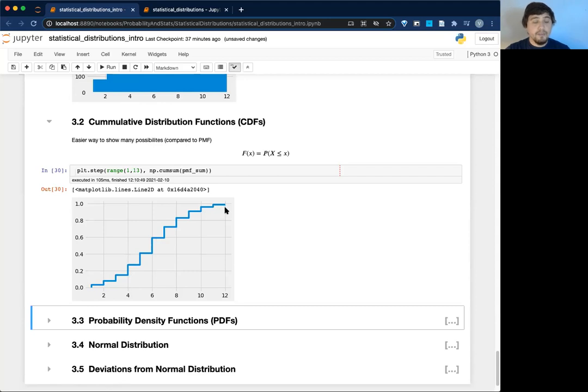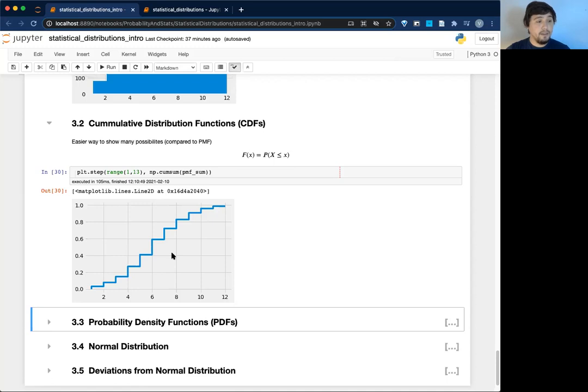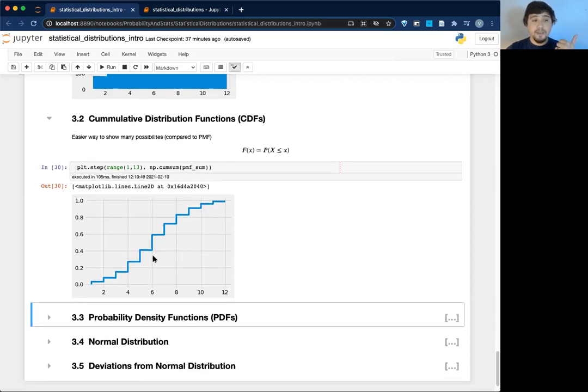On the very extreme, you would actually see this get smoother and smoother, because you have less discrete steps and it's more continuous. So this is, again, another way to describe the same information, but looking at it in a very different way. Does that make sense to people? Like how this relates to the data we've already seen?